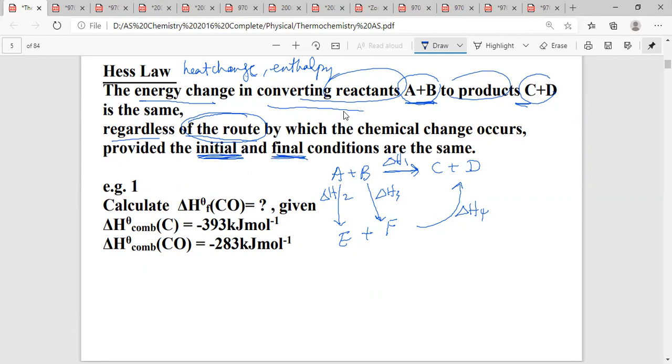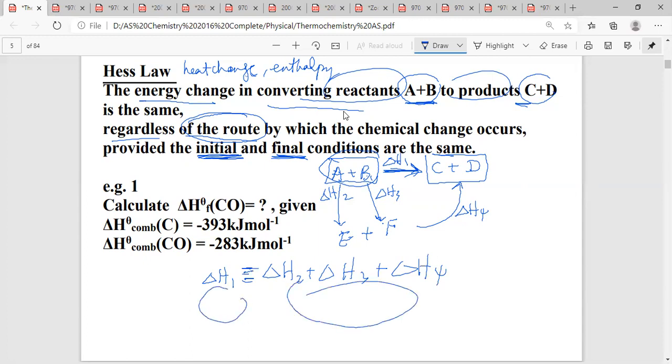So what's the initial? From Seremban. Final, Kuala Lumpur. Okay, so in this case you have A to E, B to F, E and F to C and D, which is the same as A and B to C and D. That means these two remain the same. So by Hess's law, delta H1 equals this route here, the heat change is delta H2 plus delta H3 plus delta H4. Equal means the quantity, the amount here is the same, so I can calculate.